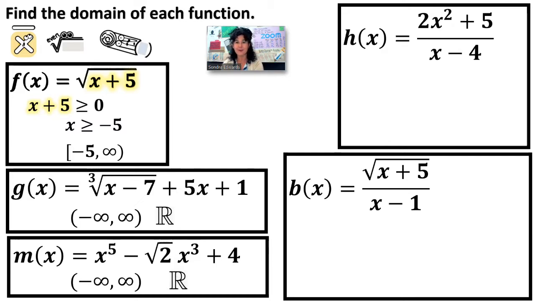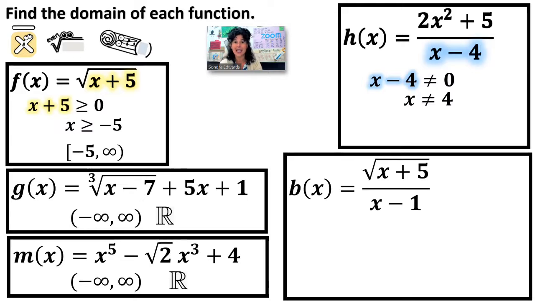Looking at h of x, we do not see any x's underneath an even root or the log of x, but we do see an x in the denominator. So what we want to do is immediately set the denominator not equal to 0, and then we're going to solve. So I add 4, and that tells me that the only number that I cannot substitute into h of x is the number 4.